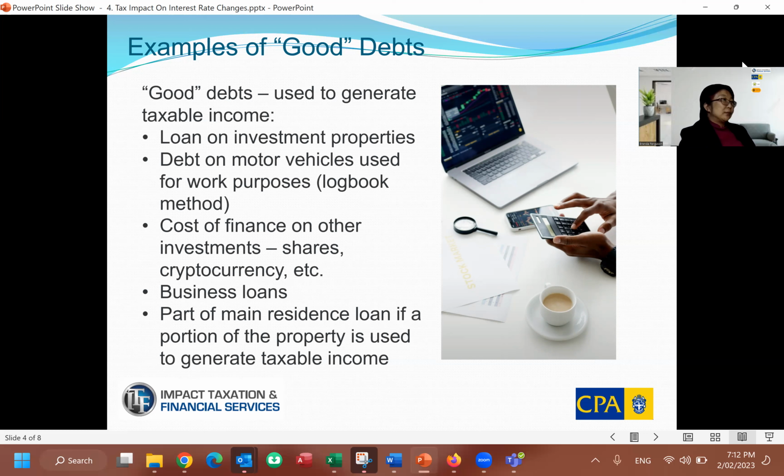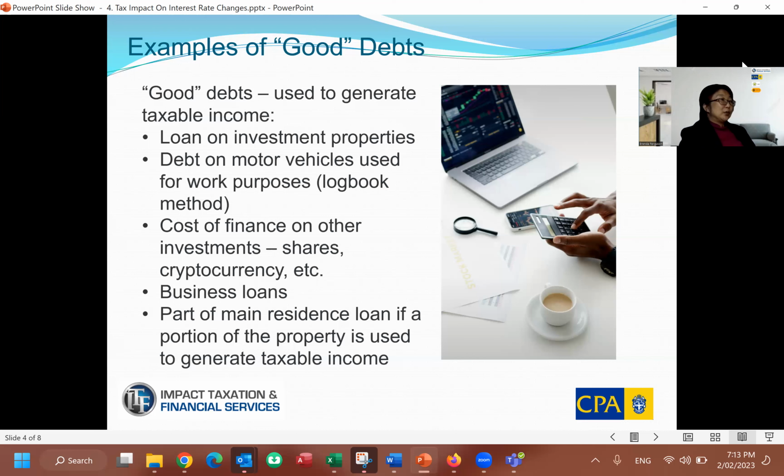Then business loans. If you have a business and you borrow for business purposes, that's for your business income, which is taxable, so you can claim the interest deduction. Then part of a main residence loan, if a portion of the property is used to generate taxable income. For example, if you rent one of your rooms out to a tenant and you're generating rental income from that part of the house, you can also claim a portion of your interest as a tax deduction.